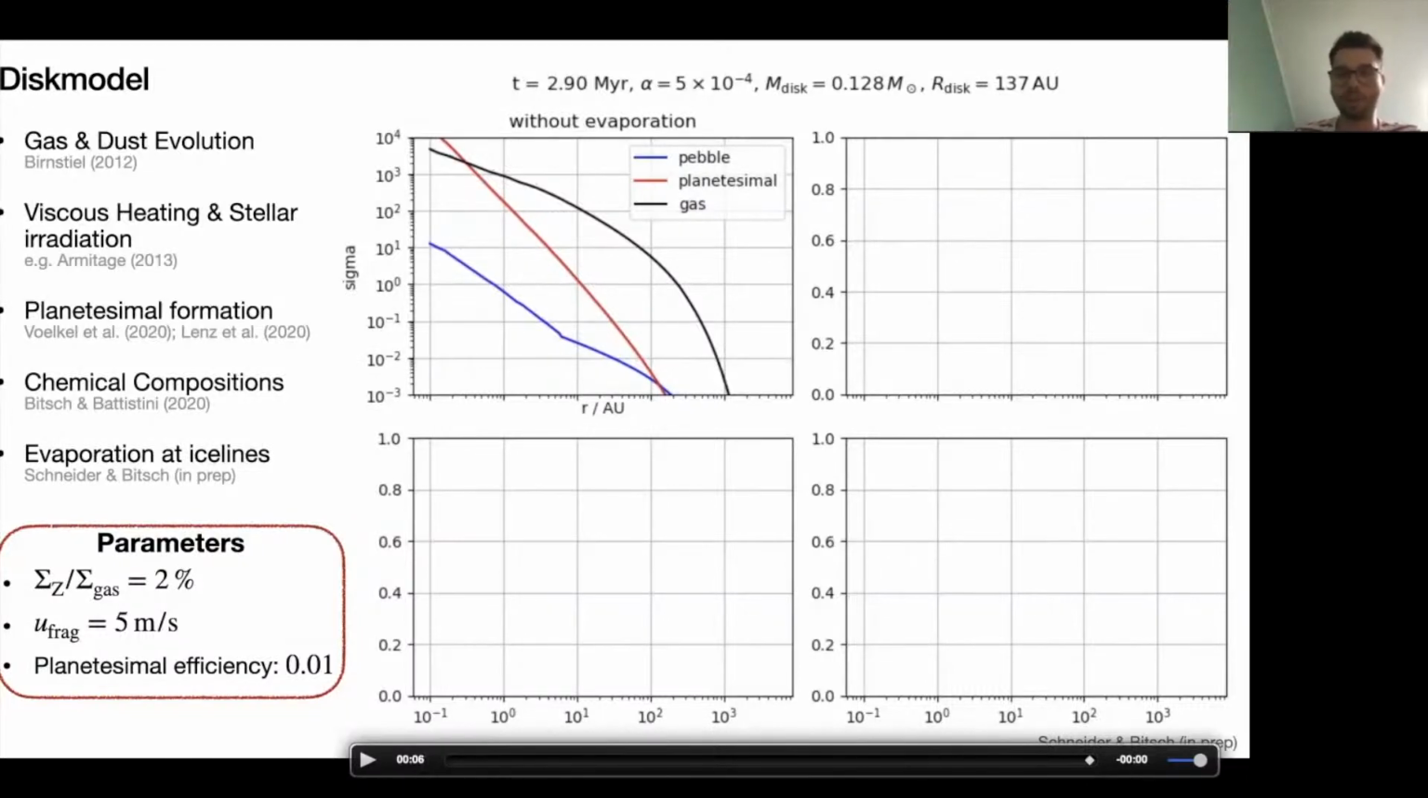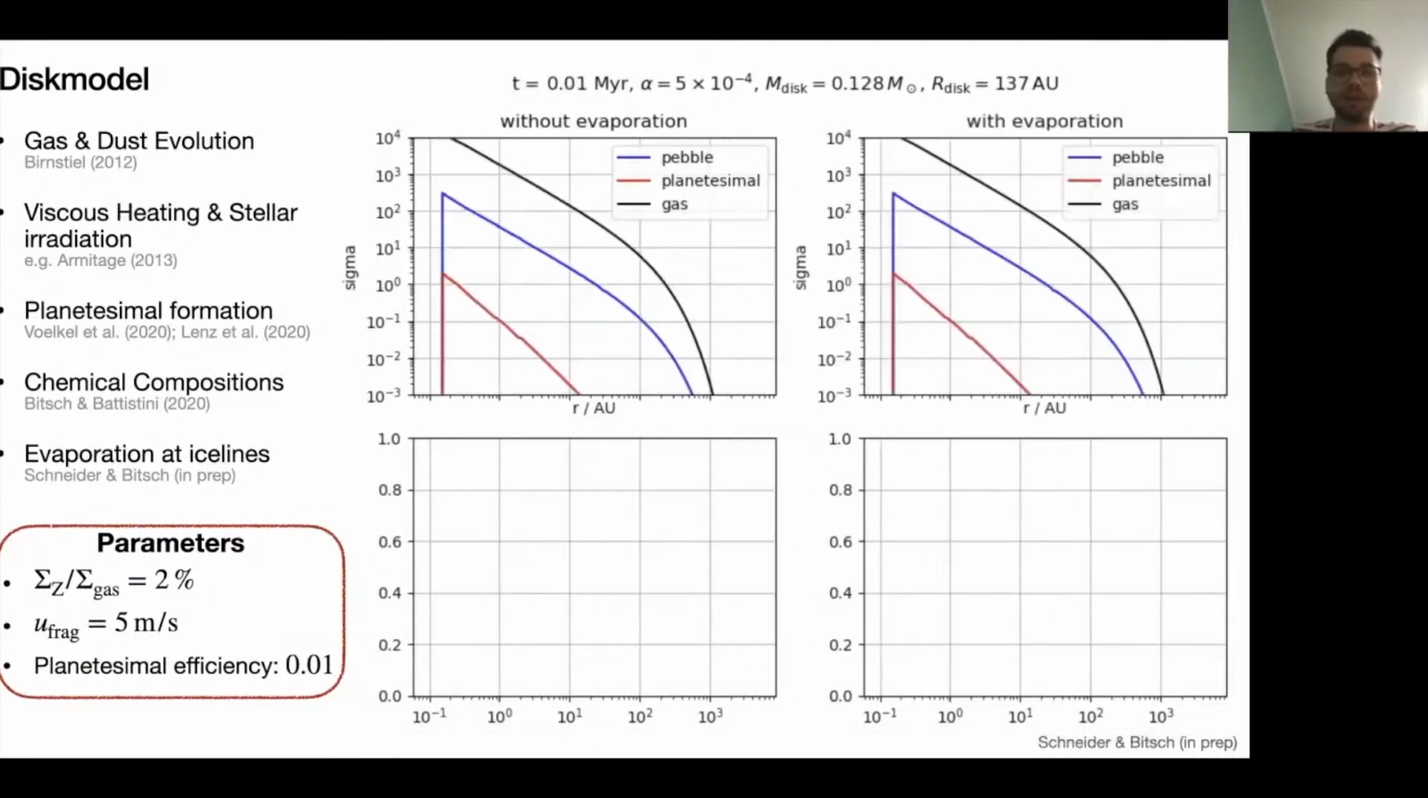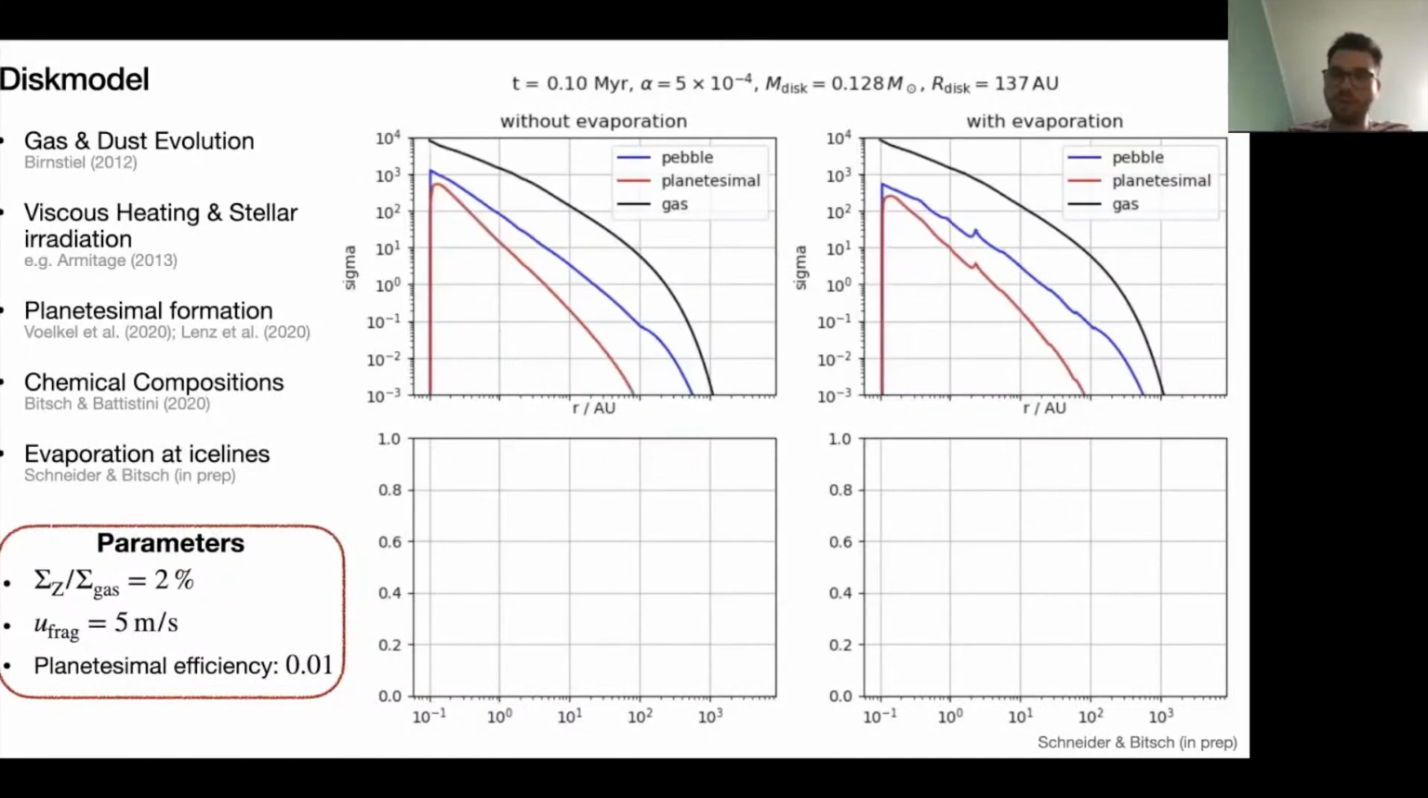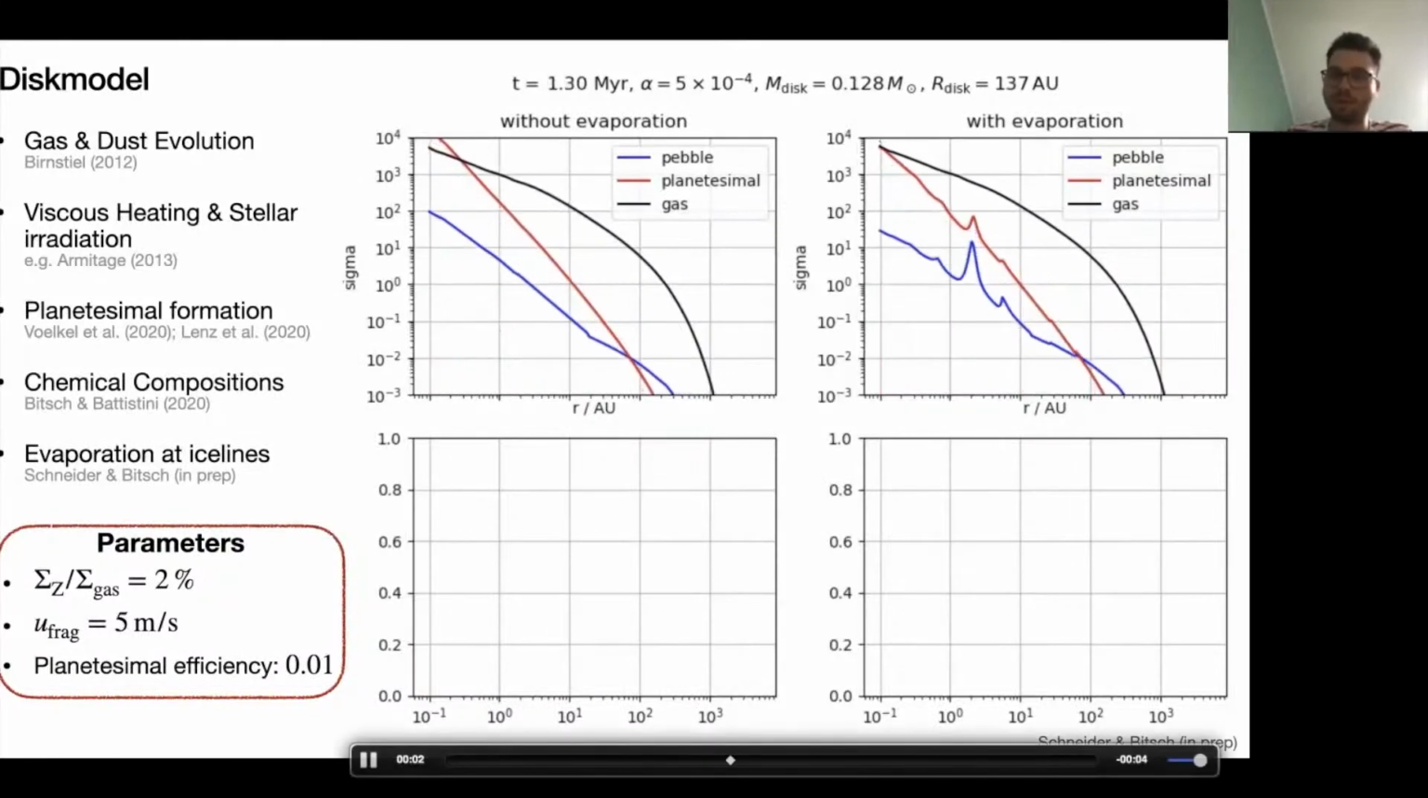If we now have a disk with evaporation turned on, which means that we convert pebbles that drift over the ice line into gas, we will also convert gas which drifts over the ice line in the opposite direction by condensation into pebbles, which means that we have an enormous pile up at the ice lines, which we will see here. And we also have this pile up because of the planetesimal formation by pebbles in the planetesimals. So this is what you can see here. You see the pile ups, and you can see the pile up also in the planetesimal surface density.